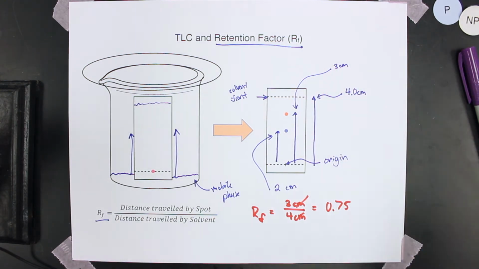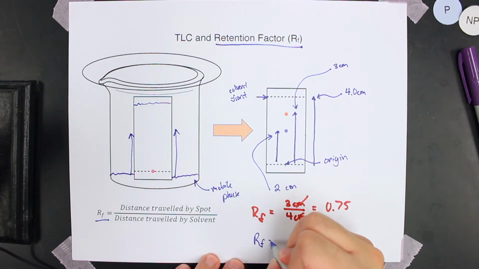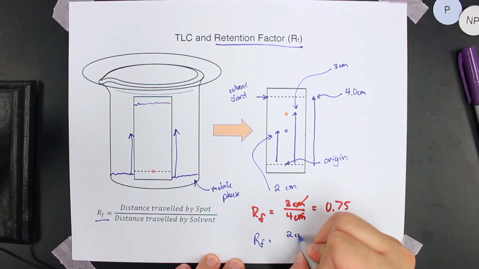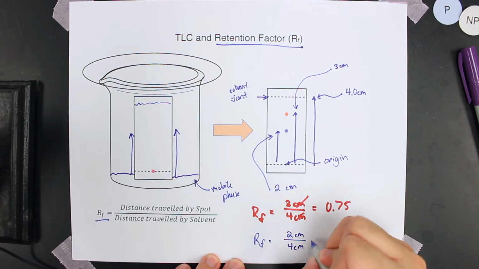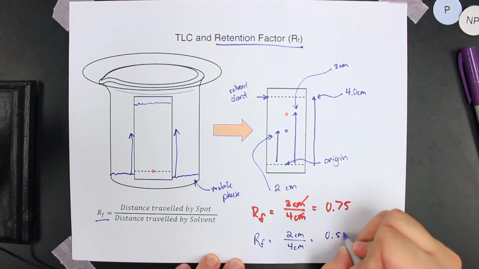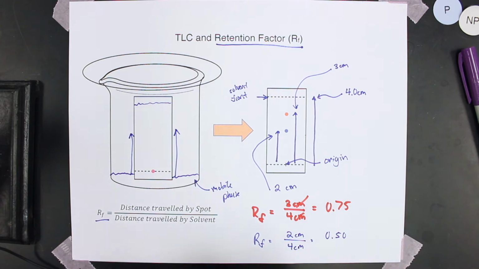And for the blue spot, we can do the same calculation. It's a very simple calculation. 2 centimeters divided by 4 centimeters, and obviously this value is 0.5. So those are our two RF values.